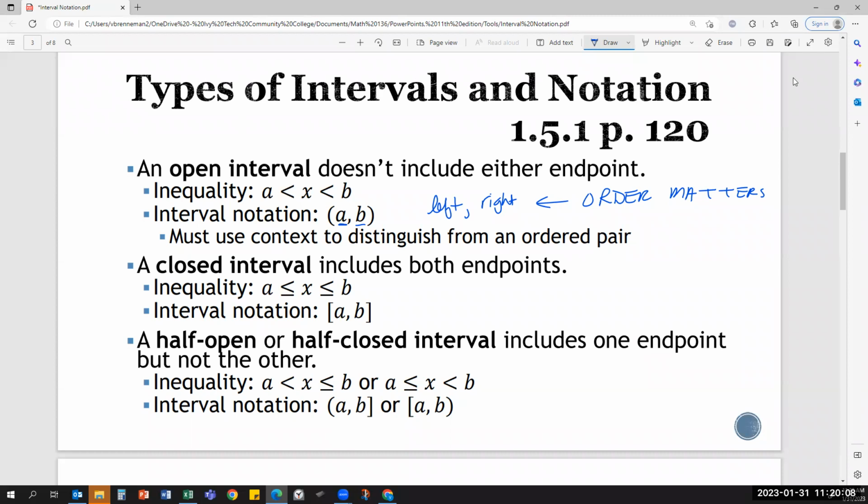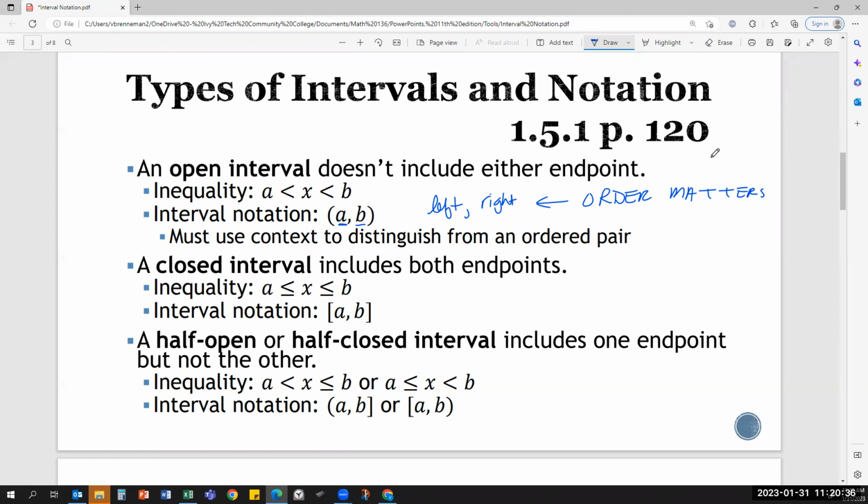A closed interval includes both endpoints. So A is less than or equal to X is less than or equal to B, and this uses the square brackets. A half open or half closed has one of each. So A is less than X is less than or equal to B with the parentheses on the A and the square brackets on the B, or A is less than or equal to X is less than B with the square brackets on the A and the parentheses on the B.